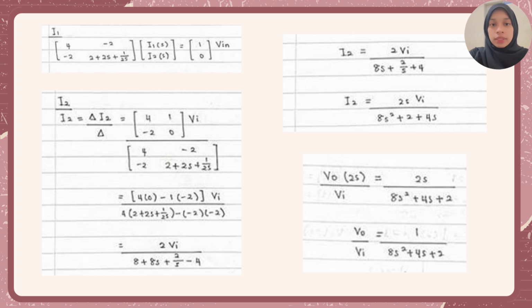Then we express this as a rational transfer function in terms of s. I2 equals 2s Vin over the denominator. So the output over input voltage becomes Vout over Vin equal to 2s over (4s squared plus 4s plus 2). And by factoring and simplifying, we get the final transfer function: Vout over Vin equals 1 over (2s squared plus 4s plus 2). This transfer function represents the behavior of the system in the s domain.